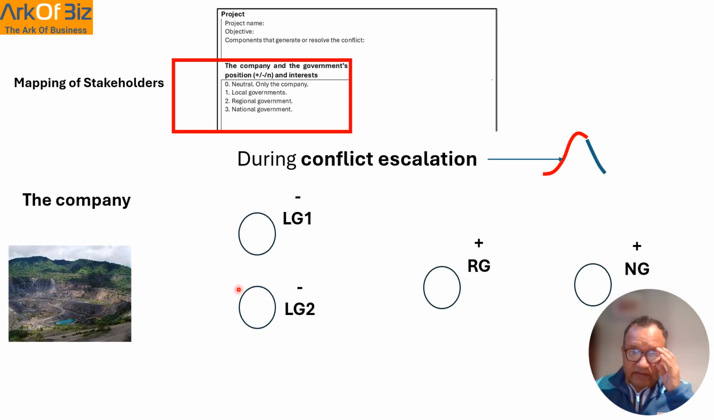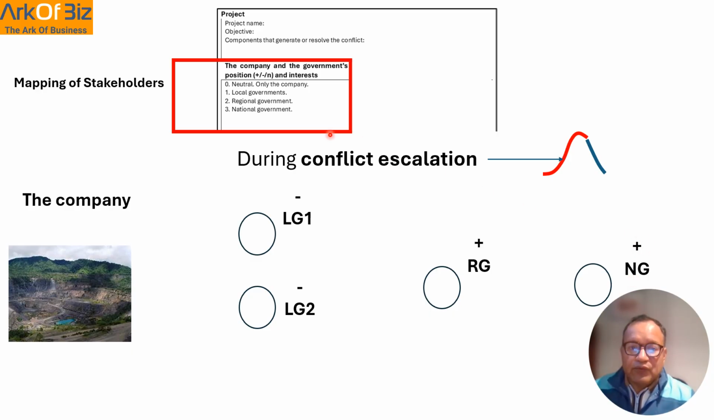Okay, let's look at an example to make this really concrete. During the conflict escalation, this is the red line in the picture, we have the following scenario. We have the company and we have two local governments, LG1 and LG2. They are opposing the company, so we have negative signs here. We have the regional government that is in favor, so we have a positive sign here. And the national government, NG, that is also in favor, so we have the plus sign here.